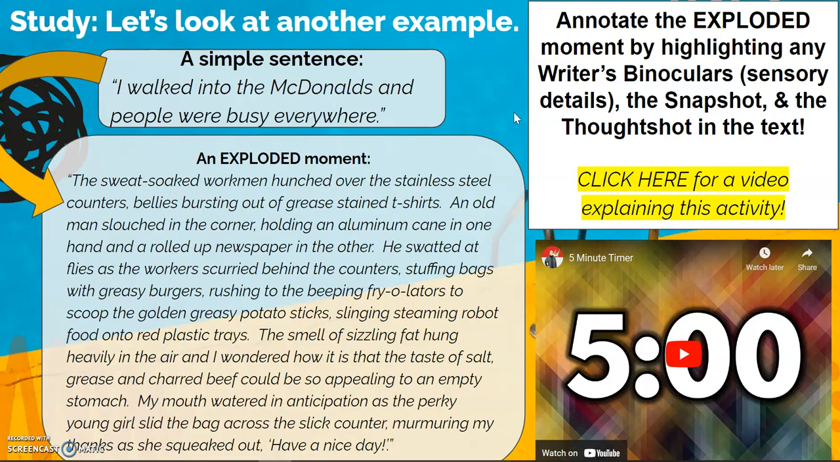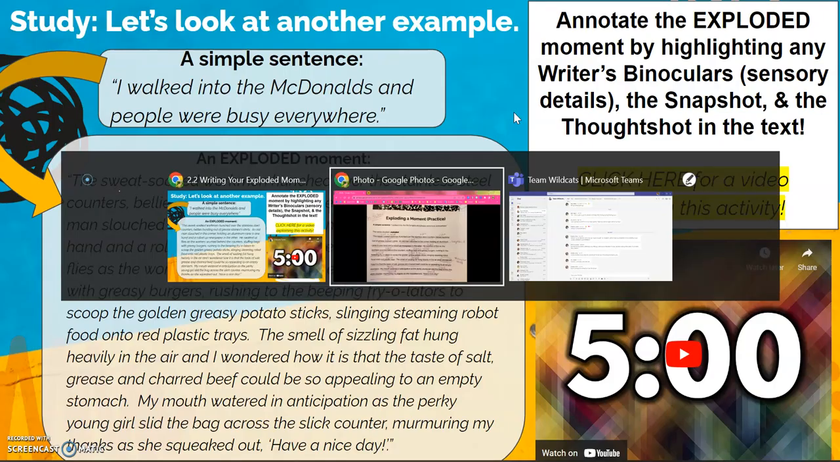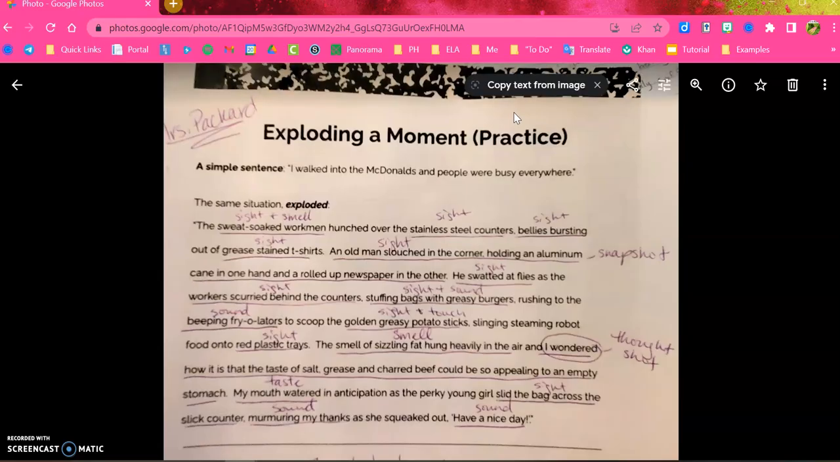Thank you for pausing the video. Let's take a look at a good example of what this might look like. So here was the one that I had done. As I went through, you'll notice where I've got things underlined. I've got lots of different sensory details marked here. The snapshot is where it says an old man slouched in the corner, holding an aluminum cane in one hand and a rolled up newspaper in the other. That could be a picture that's hanging somewhere just as easily as it is a detail sitting there.